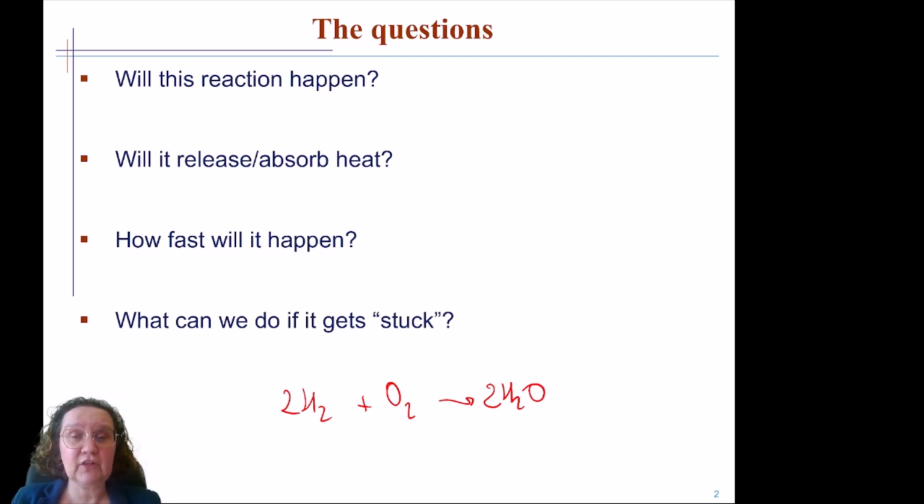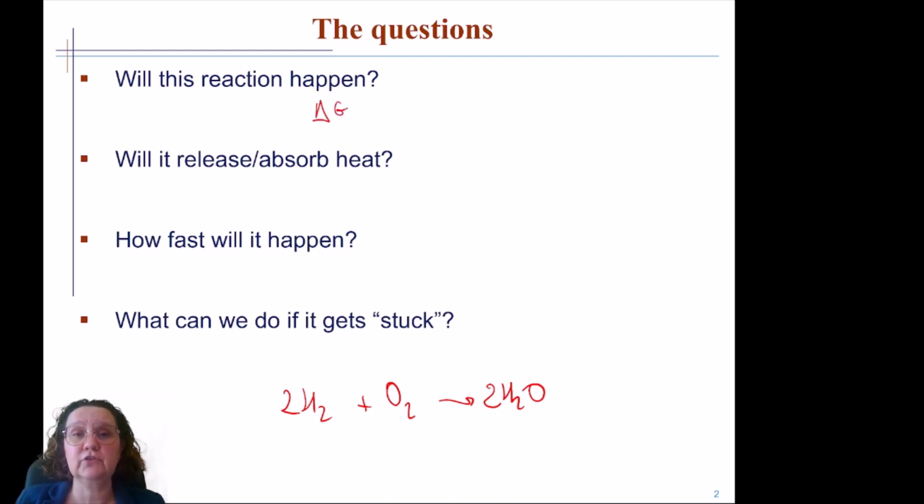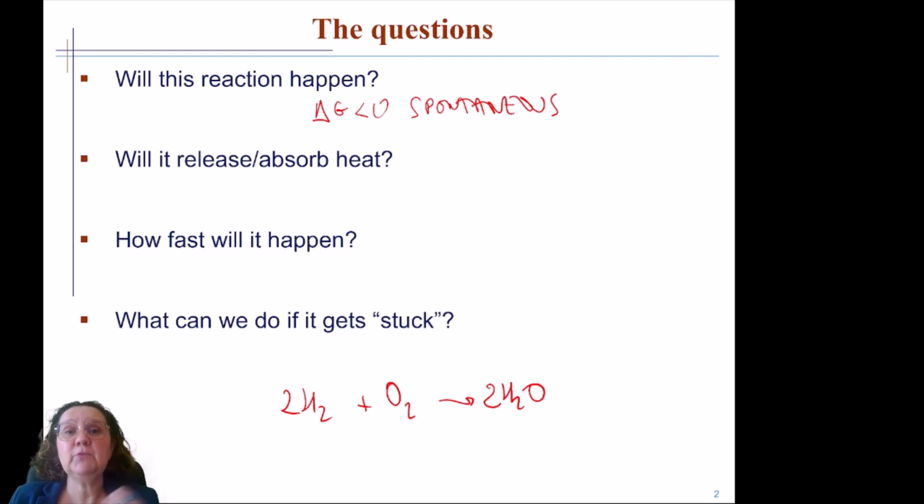And thermodynamics answers that. We have a particular thermodynamic variable called Gibbs free energy, delta G, that tells us if a reaction will happen or not, spontaneously. And we know that when delta G is a negative number, the reaction is spontaneous. And when delta G is a positive number, we know the reaction will not be spontaneous. If we wanted to make it happen, we would have to do something about it.